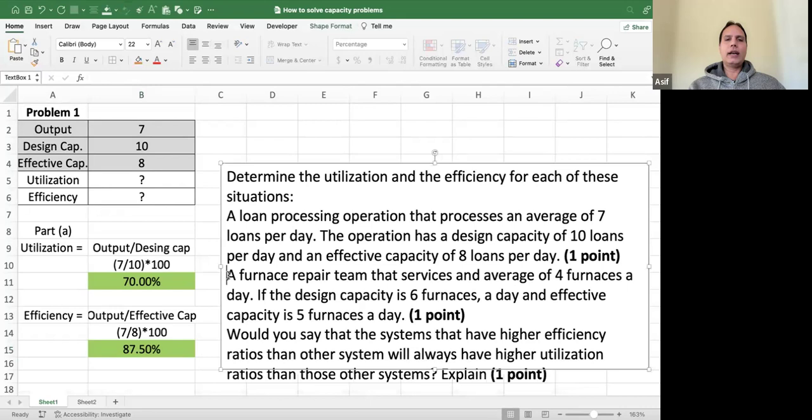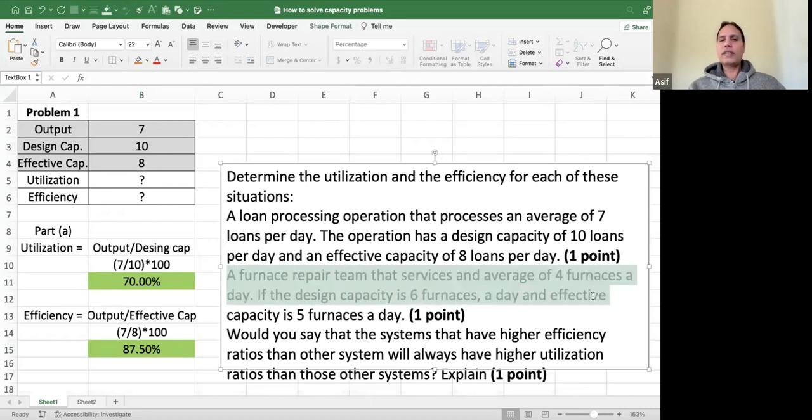The next one is that a furnace repair team services an average of 4 furnaces a day. If the design capacity is 6 furnaces a day and effective capacity is 5 furnaces a day, then what would be utilization and efficiency? You will be following exactly the same approach here.